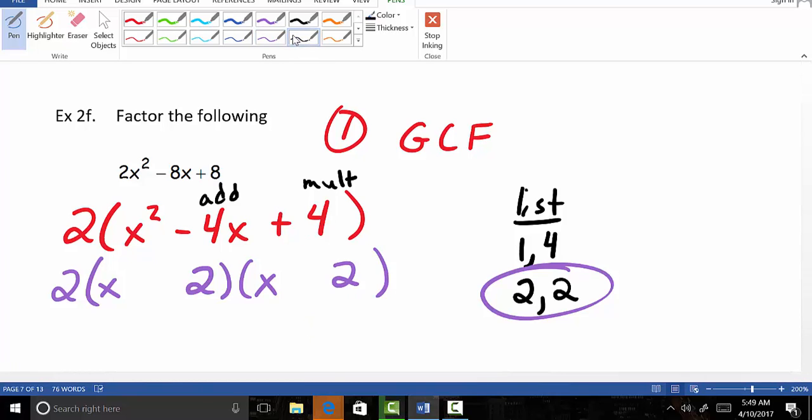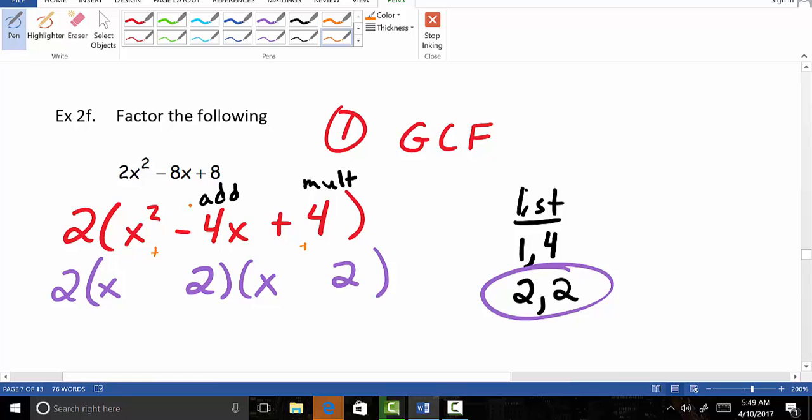Now, when we're talking about the signs, some of us are getting to the point where we're really good and we know the signs just by looking at the signs inside of here. But if you don't, that's okay. That's not the end of the world. Notice how this last one is a positive, and this middle one is a negative. Well, if all three were positive, we know that we would have a plus plus. Everything would have to be positive.